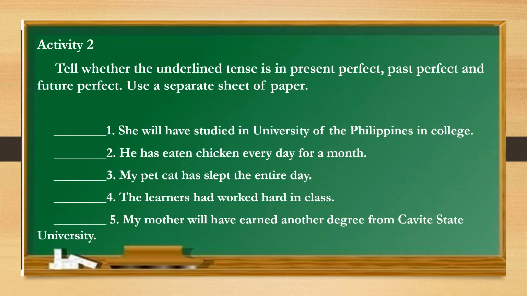For activity 2, tell whether the underlined tense is in present perfect, past perfect, or future perfect. Use a separate sheet of paper. Number 1. She will have studied in University of the Philippines in college. Number 2. He has eaten chicken every day for a month.